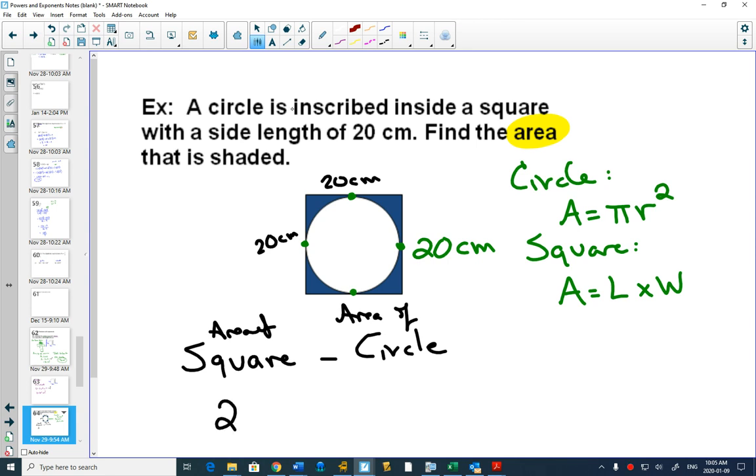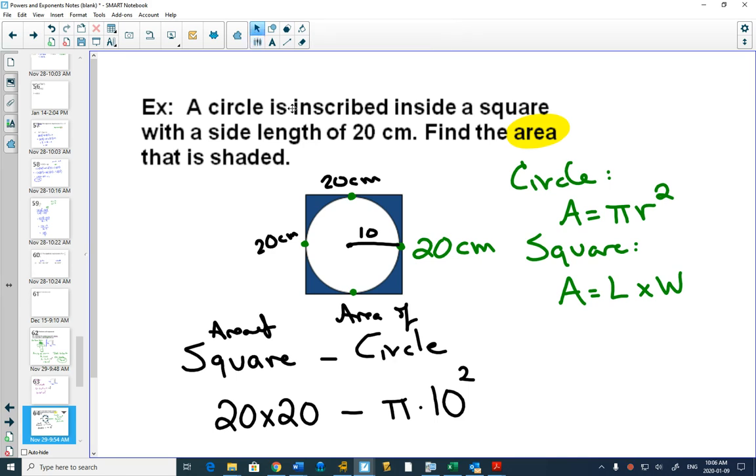So my square is going to be 20 times 20. My area of my circle. What do I need in my circle formula? Pi, well that's a number. I can write that down. I need a radius squared. What is the radius? The radius is 10. Remember, radius goes from the center out to the outside. If we know all the way across is 20, the radius is going to be 10. So it's going to be pi times 10 squared. Again, there we have our exponent.